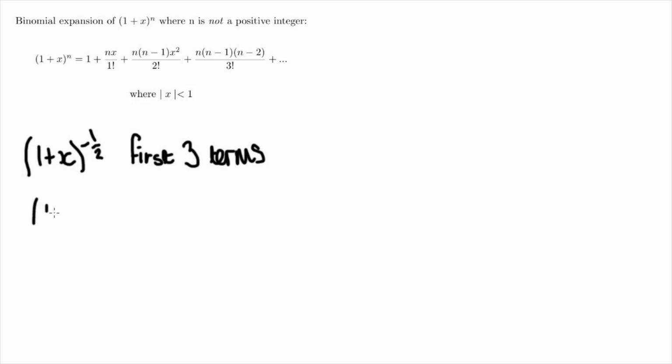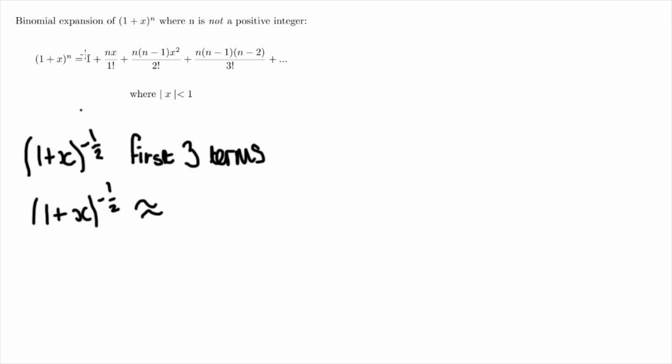Alright, so the way we write it is 1 plus x to the power minus a half. And we're going to use this symbol, which means approximately. And we're doing that because we're only writing the first three terms of 1 plus x to the power minus a half, so it's not completely accurate.